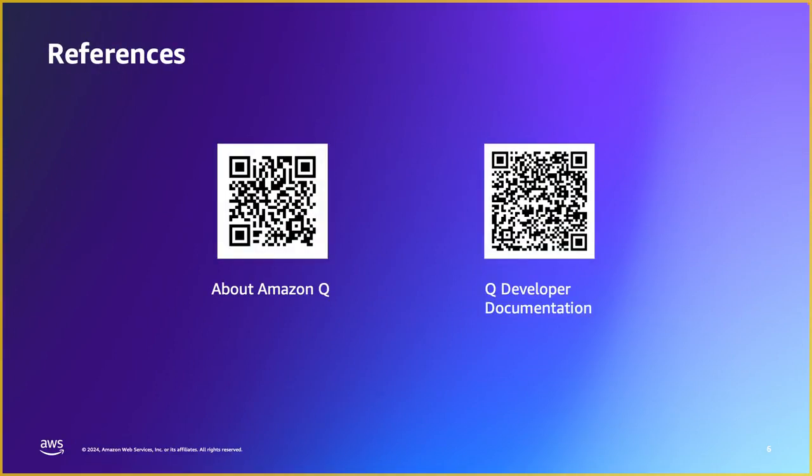And finally, before we conclude, these are the references. The first QR code talks about Q and the documentation about Q as a product. The second QR code is the user guide, the documentation. And we have also seen the QR code for the part 1 series as well in the slide number, earlier slides.